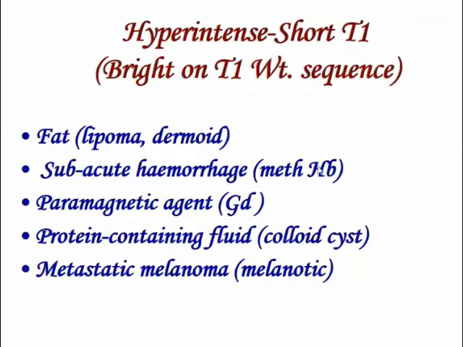Second, subacute hemorrhage. It is extracellular methemoglobin. Whenever there is a bleed in the brain, if you see it as a white structure, you can always age the bleed, or there could be a temporal evolution of the intracerebral hematoma. And if you see it as a white structure within the brain parenchyma on T1 weighted, you know this is a subacute bleed because it is extracellular methemoglobin.